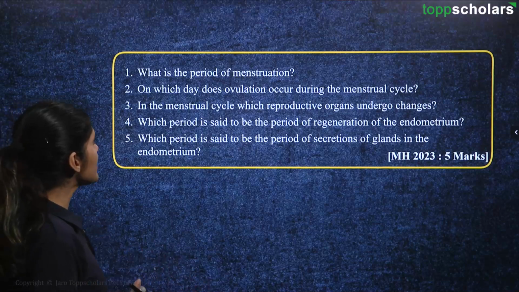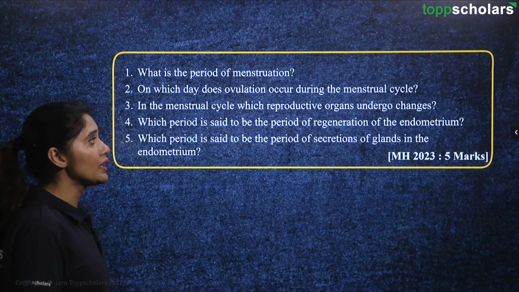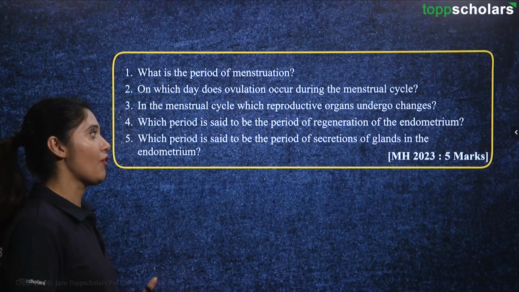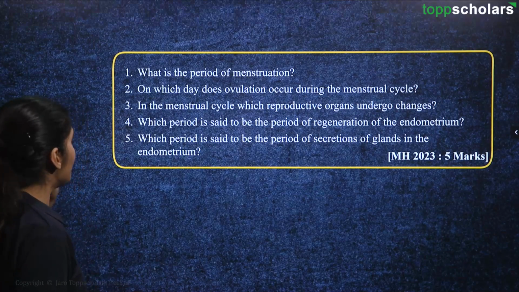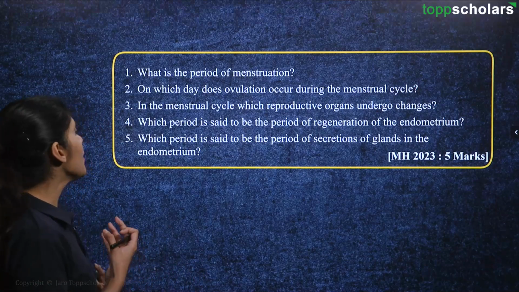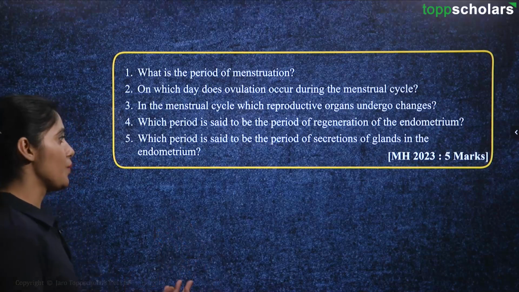The first question is, what is the period of menstruation? On which day does ovulation occur during the menstrual cycle? Third, in the menstrual cycle, which reproductive organs undergo changes? Number 4, which period is said to be the period of regeneration of the endometrium? Which period is said to be the period of secretion of glands in the endometrium? Let's see the answers.